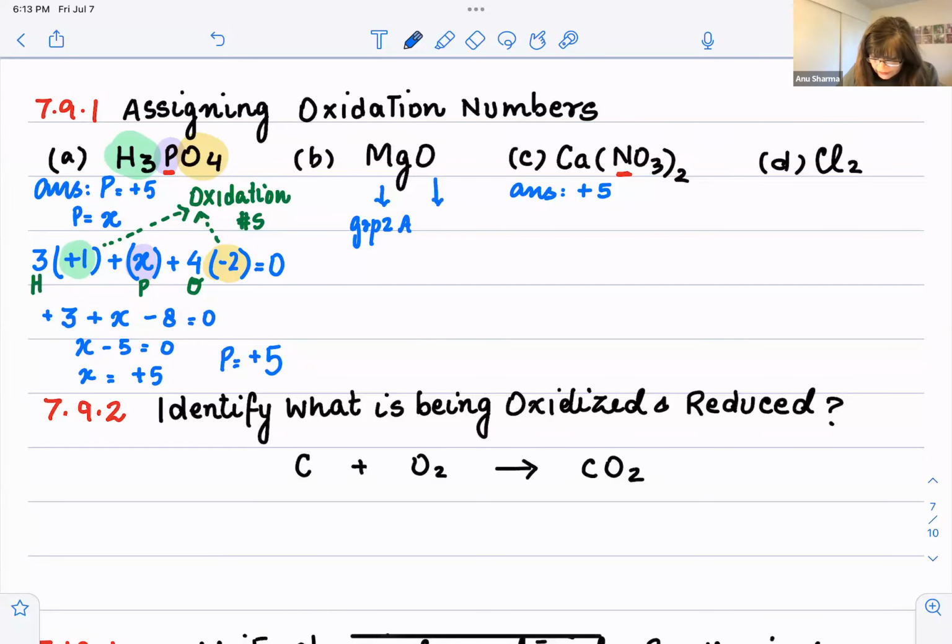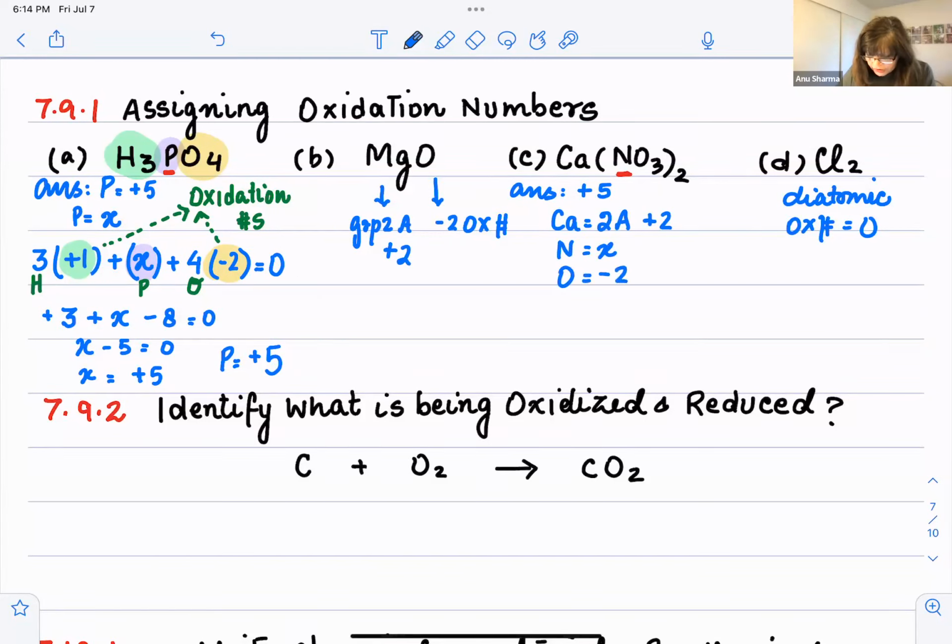Now, magnesium is in group 2A. Oxygen is always going to be -2 oxidation number. So therefore magnesium in 2A is +2 and oxygen is -2. So that's one piece. Similarly, chlorine is a diatomic, so for the diatomics, the oxidation number is equal to 0. All right, then comes calcium nitrate. Calcium is group 2A, so the charge is +2. For nitrogen, we are going to determine it, because nitrogen can vary. Oxygen is equal to -2 oxidation number.